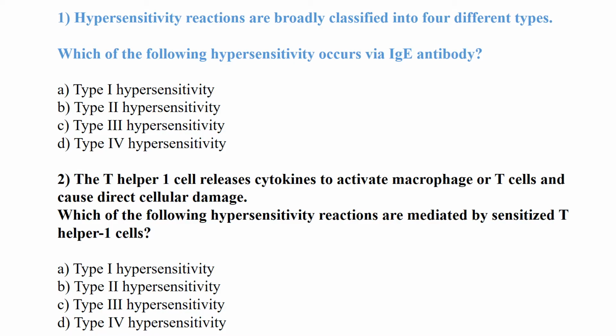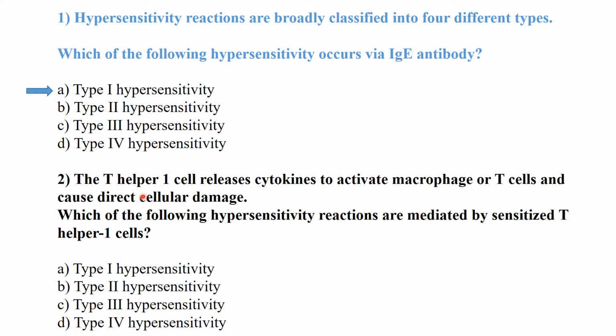MCQ number 1: Hypersensitivity reactions are broadly classified into four different types: type 1, type 2, type 3, and type 4. Which of the following hypersensitivities occurs via IgE antibody? So, type 1 is mainly responsible. Type 1 hypersensitivity is mainly mediated by the IgE antibody.